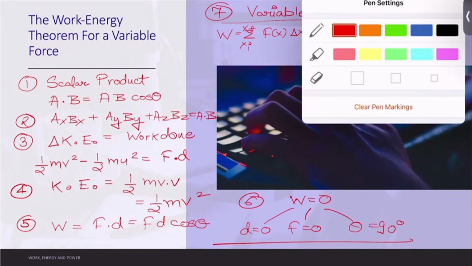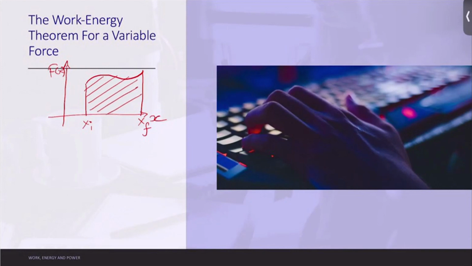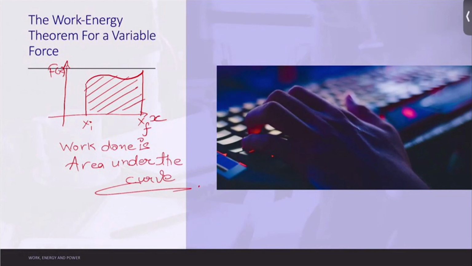So how can this thing be explained? This can be understood like this: let us suppose there is some x and some force f of x, and if there is movement like this, starting from this location and reaching this location, the work done is nothing but the area under this curve. That being said, let me stop this discussion here. We'll start with the work energy theorem for variable force in the next part of this lecture.